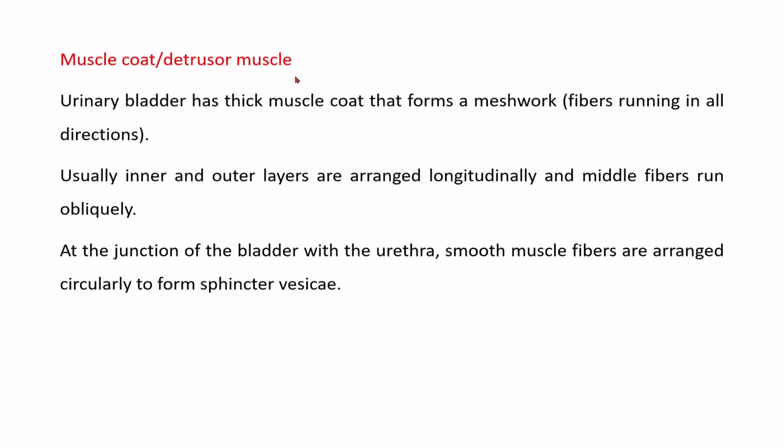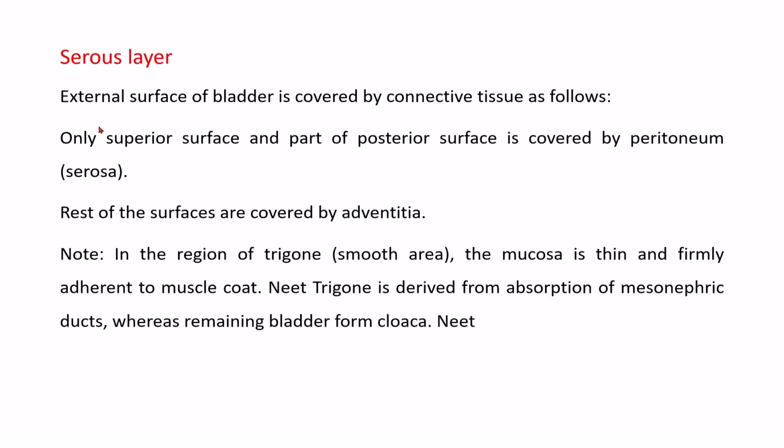The muscle coat, or the detrusor muscle: the urinary bladder has a thick muscle coat that forms a meshwork, with fibers running in all directions. Usually the inner and outer layers are arranged longitudinally and the middle fibers run obliquely. At the junction of the bladder with the urethra, smooth muscle fibers are arranged circularly to form the sphincter vesicae, the internal urethral sphincter.